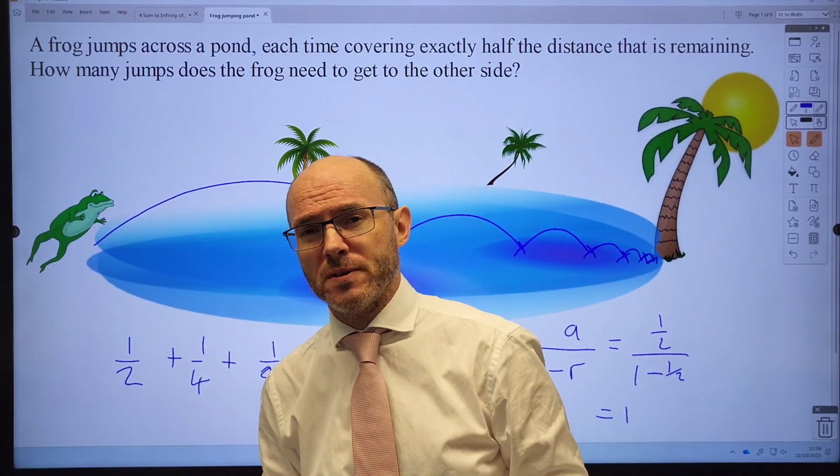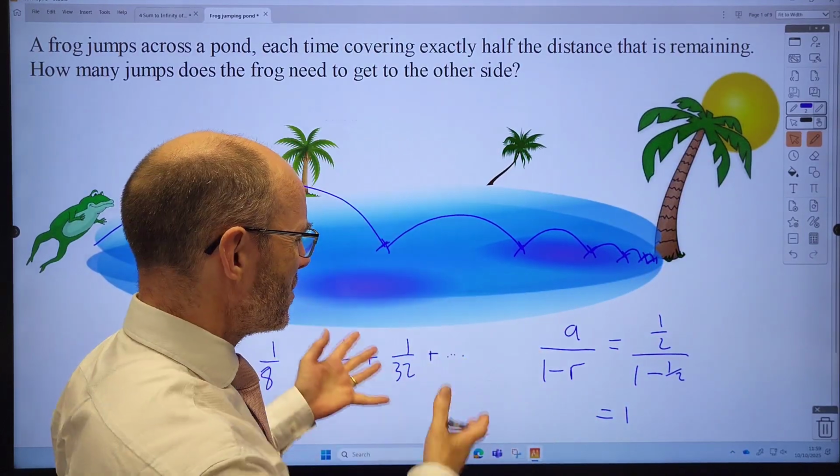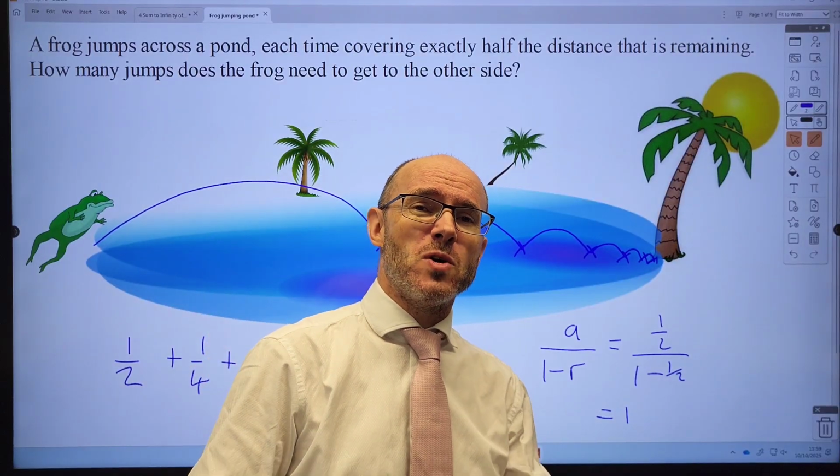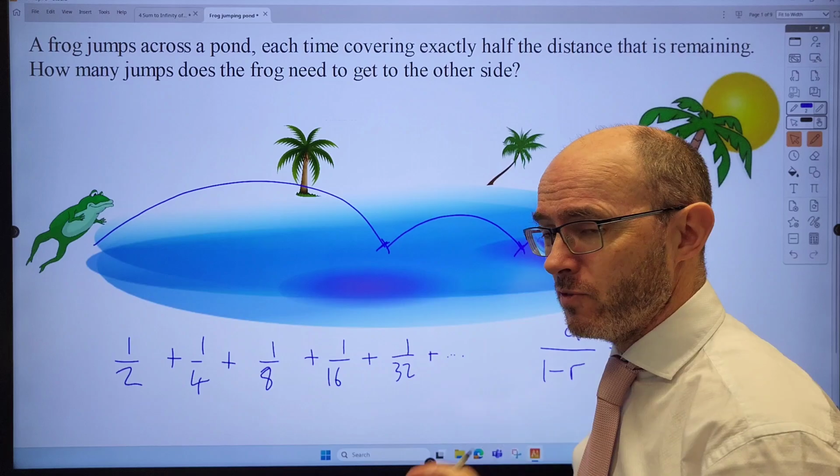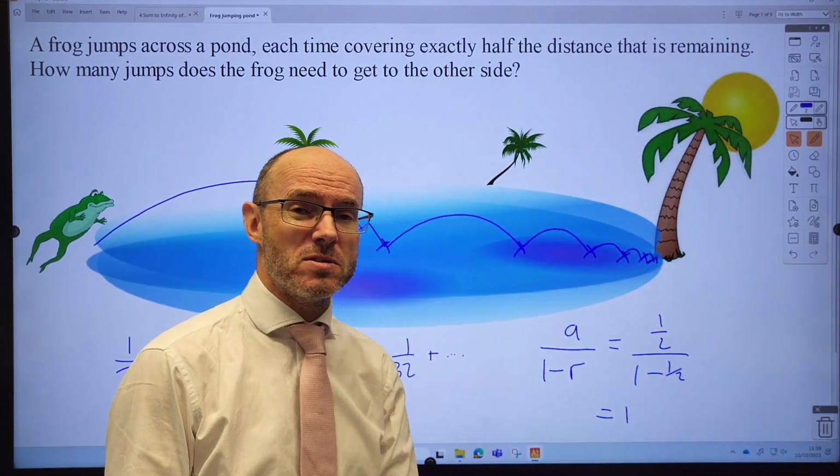It's 1 pond. Okay? So I just thought I'd give you that example because it's a nice one to show you how a sum to infinity works. But seriously, you can use that summation formula for any geometric series as long as it's convergent.